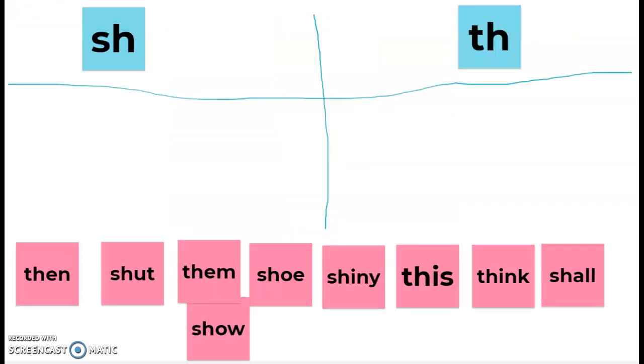Assignment: I want you to use your pencil and paper and label the top of your paper SH and TH. And I want you to write the words down here at the bottom, but I want you to write them under which one they belong. If the word starts with the consonant cluster TH, I want you to write it over here under TH. And if it starts with SH, I want you to write it under SH. When you're done, sound the words out using the parts that you know, sh and th. Upload a picture of your work or text a picture of your work to your teacher.